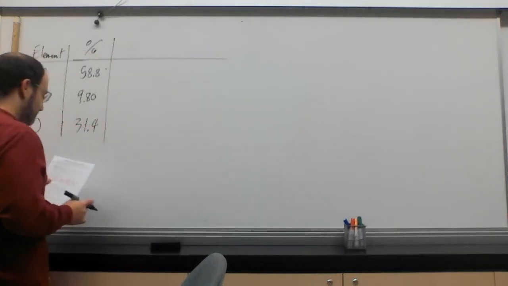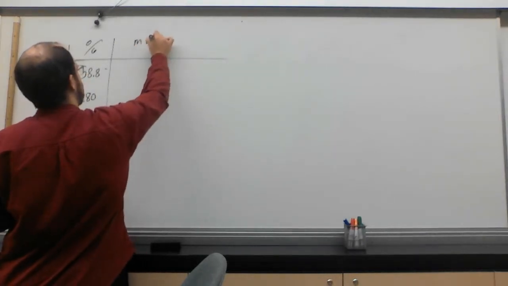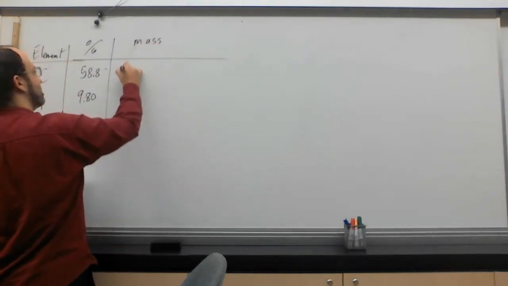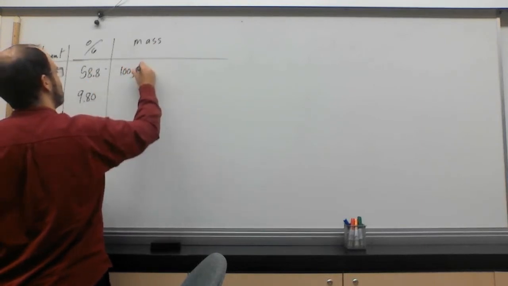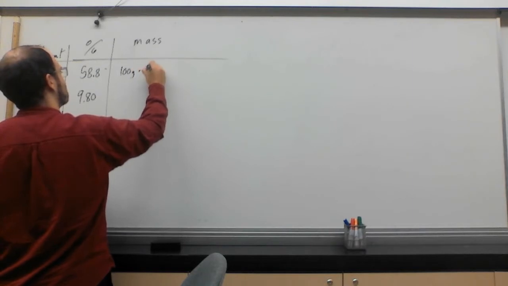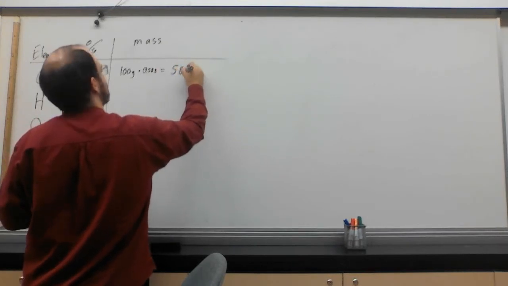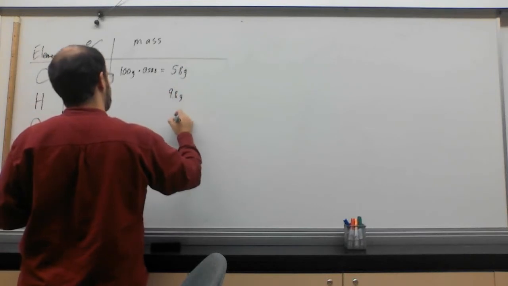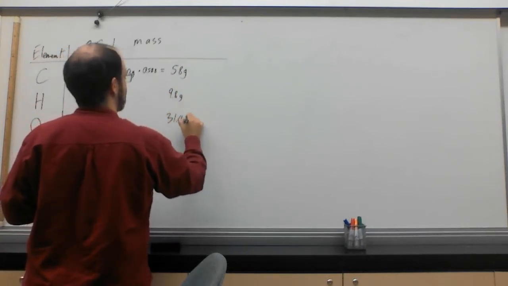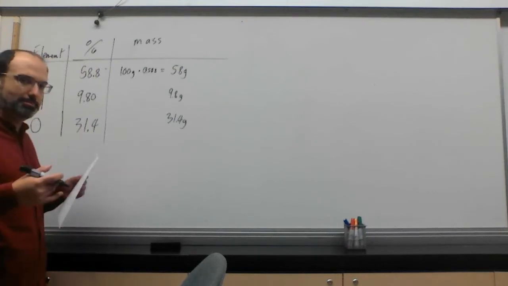Okay, so there's our percentage. We are now going to figure out what mass that is. The way we get the mass in this context is that we know it was out of a 100-gram sample, and we have a 58%. So what is 58% of 100? And we're going to get 58 grams of carbon, or 9.8 grams of hydrogen, or 31.4 grams of oxygen. This, of course, adds up to 100.